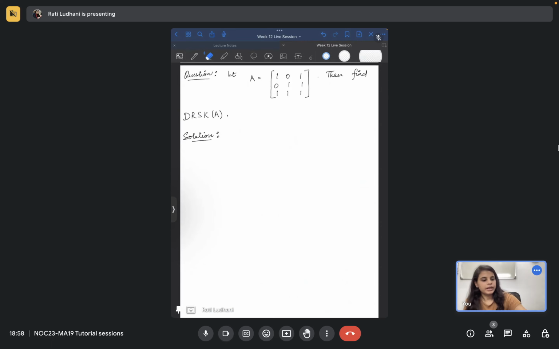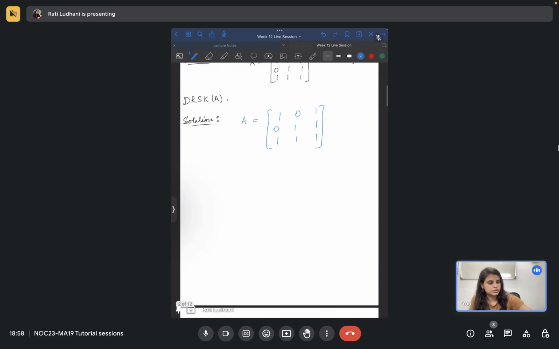Okay, so A is now this matrix. I'll write it again: 1 0 1 0 1 1 1 1 1. Let's add an extra page. So now again what we will do, we'll write it by word or by vector. So you'll get 1 1, 1 3, 2 2, 2 3, 3 1, 3 2, 3 3. Yeah, exactly. Very good.